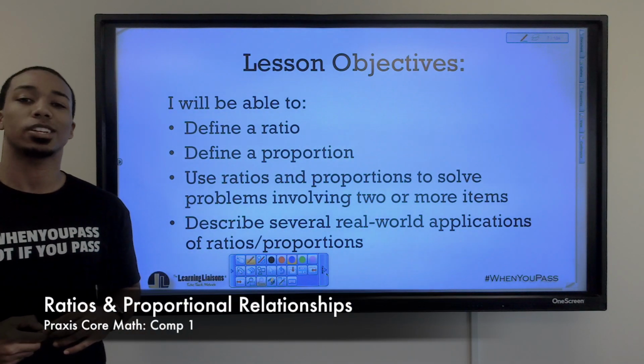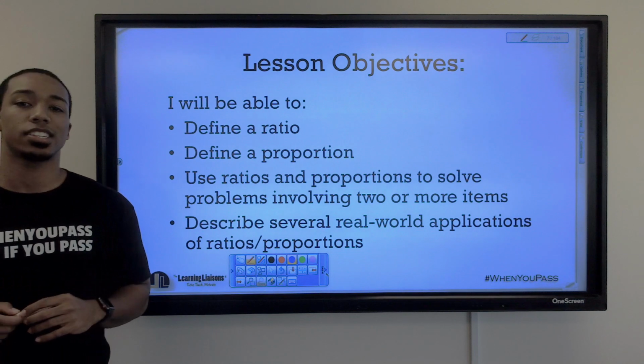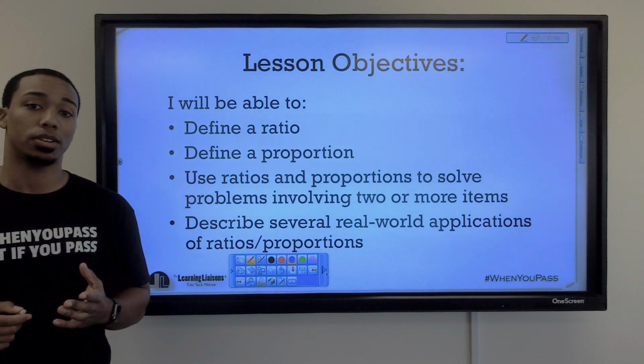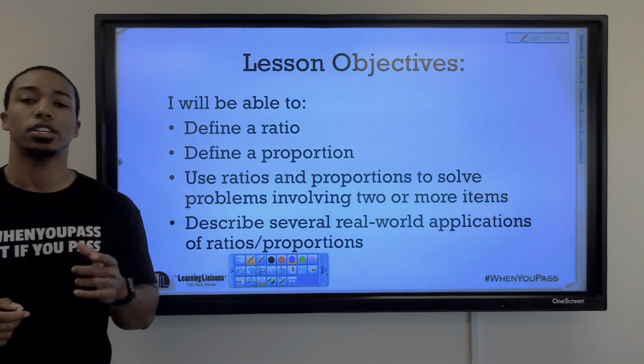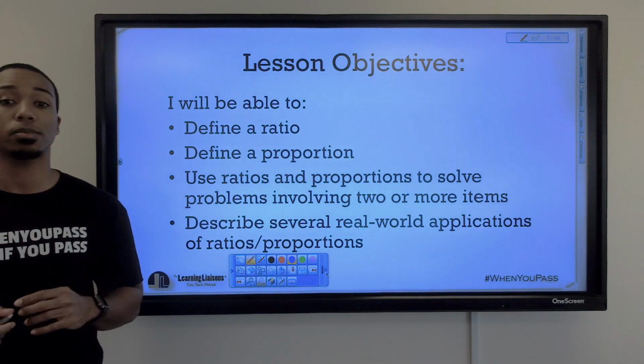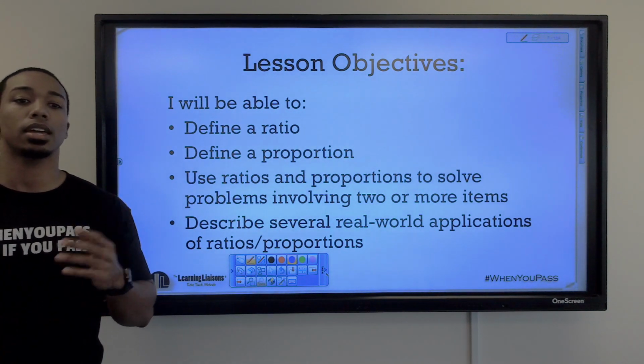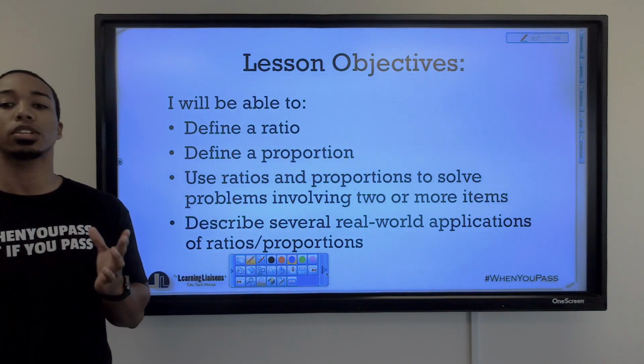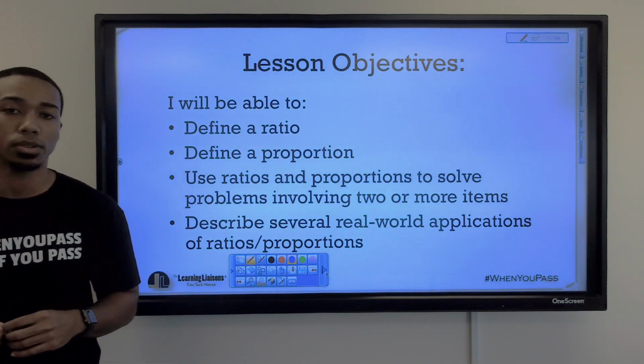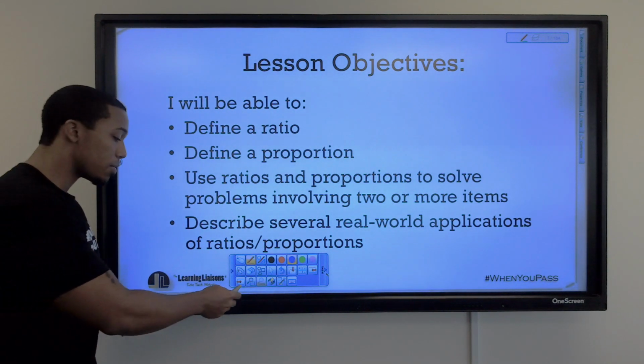Let's go over our lesson objectives before we begin. After this lesson, I want you guys to be able to define a ratio, define a proportion, use ratios and proportions to solve problems involving two or more items, and lastly, describe several real-world examples and applications of ratios and proportions. So let's go ahead and dive right in.